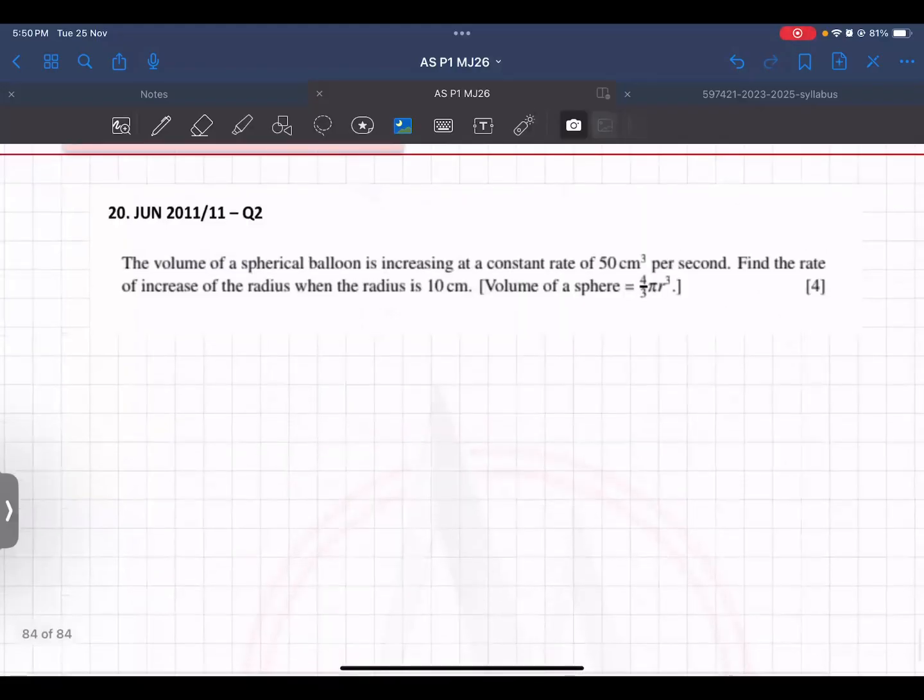Okay, so they have given you that the volume of the spherical balloon is increasing at a constant rate of 50 centimeter cube per second. Using the units as well, you can identify this as volume per time. So this would be dV upon dt, and it is constant, equal to positive 50 centimeter cube per second. So this is how you have to understand the statement. Then find the rate of the increase of radius.